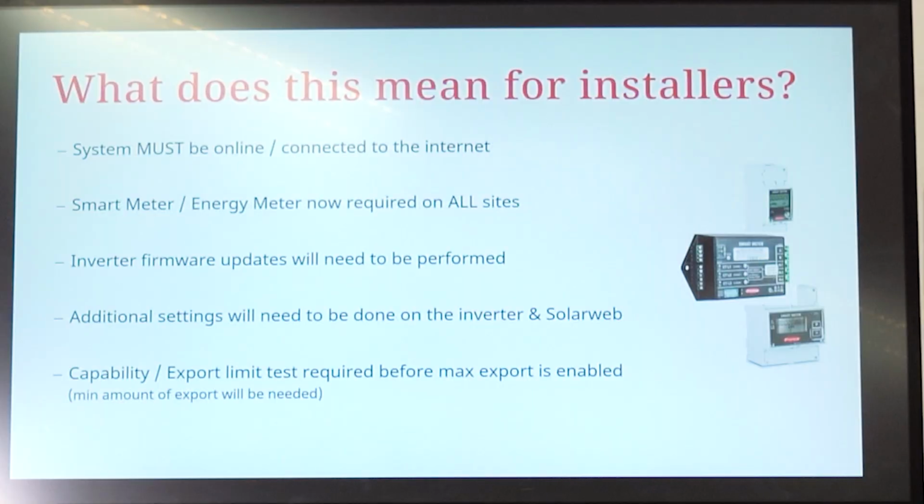The inverter firmware will definitely need to be updated, unless you always do that anyway. That should be general good practice, but you'll need to have the latest firmware in order to do this cloud control. There will be a few additional settings needed on the inverter interface, so when you do your normal commissioning, there'll be a few extra little steps. And on Solar.web, there'll be a couple of extra steps as well. Once you've got all that set up and the inverter is registered with the utility server, we'll go into that a little bit later in some of the slides. Then there will be what they call a capability test or an export limit type test, similar to what they do in South Australia.